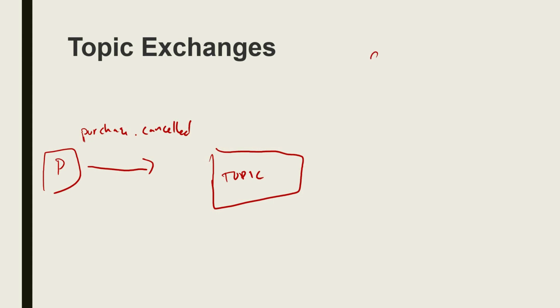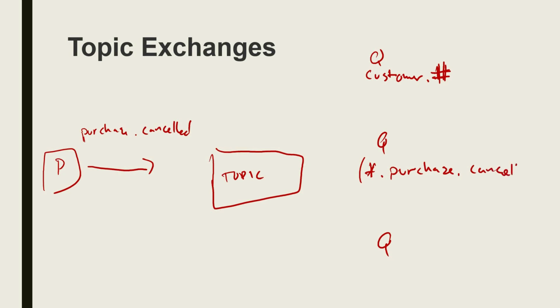Now, we have some different queues over here, right? This first queue is bound by anything that has customer and then dot hash. And I will explain what the hash means. These are actual things in RabbitMQ, okay? Over here, we have something that's bound to star dot purchase dot canceled. And over here, we have something called premium dot customer dot hash.